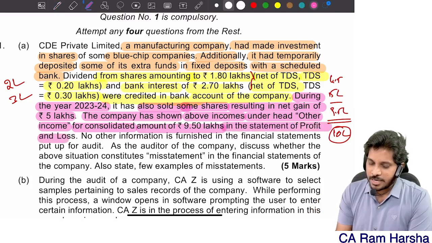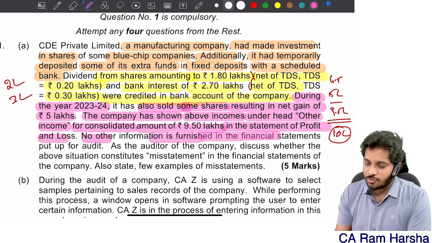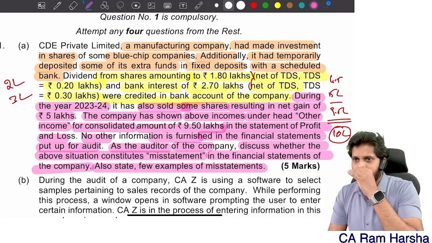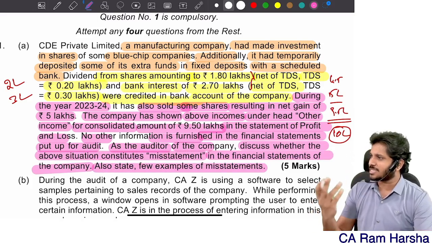In the statement of P&L, no other information is furnished in the financials put up for the audit. As the auditor of the company, discuss whether the above situation constitutes misstatement. Also state a few examples of misstatements. Examples of misstatements can be anything.